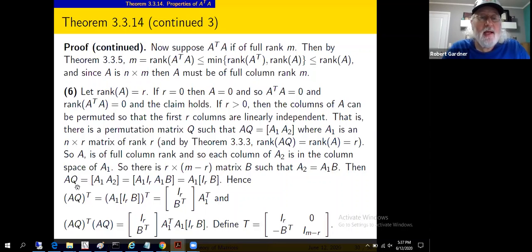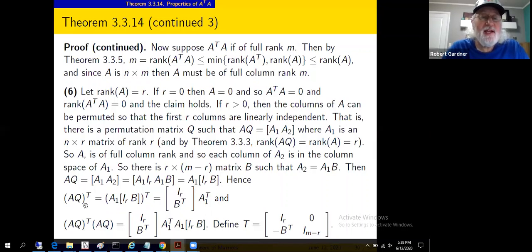Then we can take AQ, which is related to A through the permutation stuff, which we've written as this permutation matrix. We can write that as A1 times an identity matrix. And A2, we just saw we could write as A1 times some mystery matrix B. All right, I got A1 in each of the pieces. We can rewrite that partitioned matrix as A1 times the partition matrix identity and matrix B. So a smaller partition matrix.